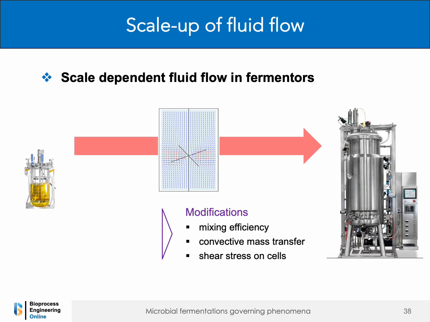How are fluid flow phenomena scaled up in fermenters? During scale-up, fluid flow behavior cannot be directly transferred from laboratory to industrial scale fermenters due to significant changes in radial and axial velocity patterns within the vessel. As a result, key hydrodynamic parameters, such as mixing efficiency, convective mass transfer intensity, and shear stress experienced by microbial cells, can vary considerably with scale. These differences can, in turn, affect microbial activity, metabolic performance, and overall product formation.